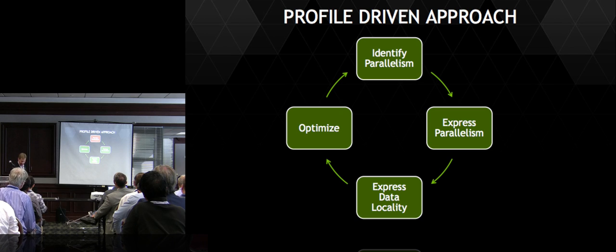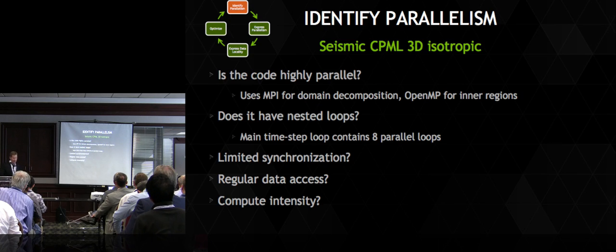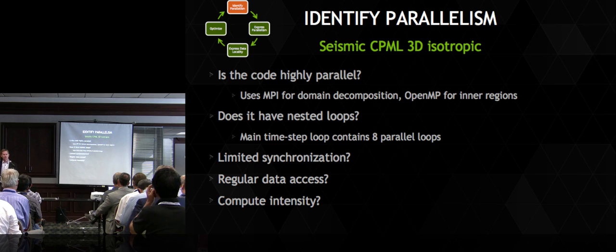So first, let's talk about how to identify parallelism. Well, you ask these questions, typically of code. For the seismic CPL 3D isotropic case, it's using MPI and OpenMP, so by definition, it's parallel. And in fact, a lot of things in seismic is embarrassingly parallel, because every seismic shot record is independent from the next shot record, from the next shot. It doesn't have nested loops. In this particular case, you're iterating over, in the default, 2,500 time steps. Inside of that loop, there are 8 nested parallel loops.